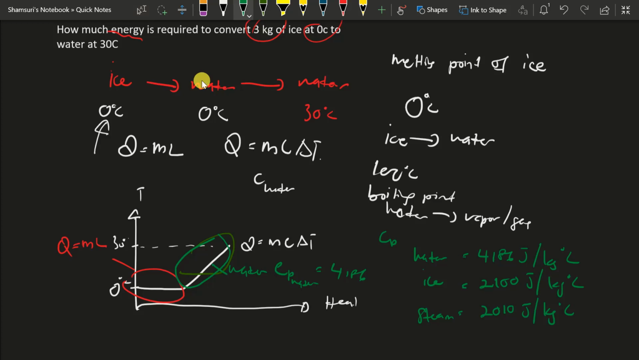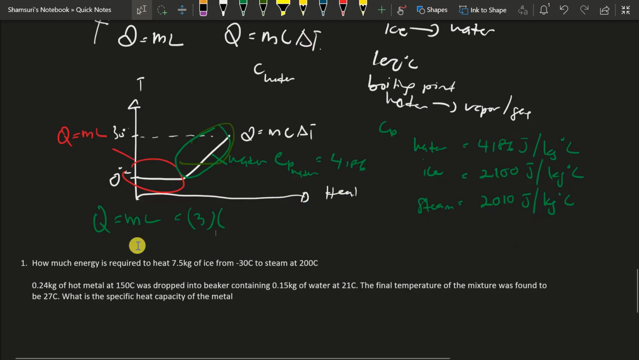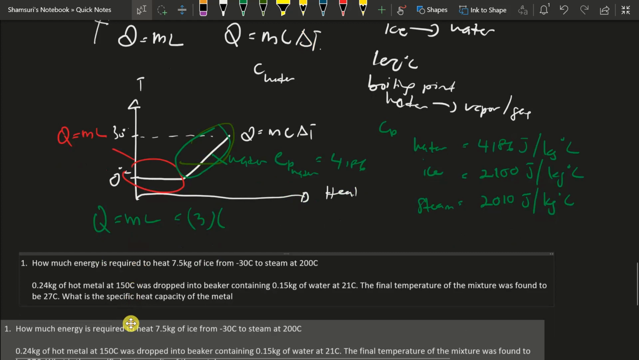So first I can answer this. Q is equal to mL. M is the mass, 3 kilograms. And for L, oh, I forgot the L. I think there are two L's. Sorry, I'm answering your friend's question below.